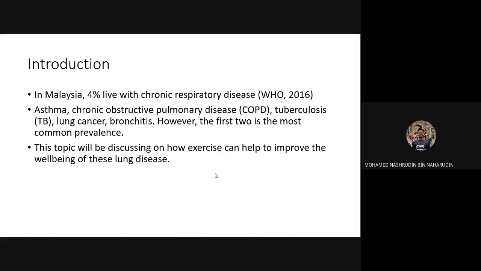And for this chapter, as I mentioned, we will discuss how exercise can help to improve the well-being of a person who is infected with these, especially these two lung diseases that I mentioned earlier, which are asthma and COPD.